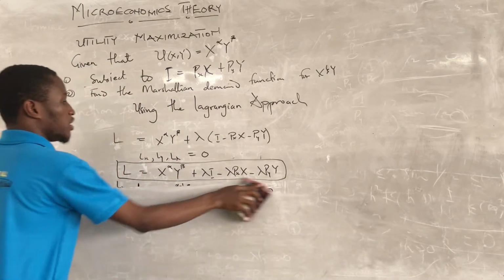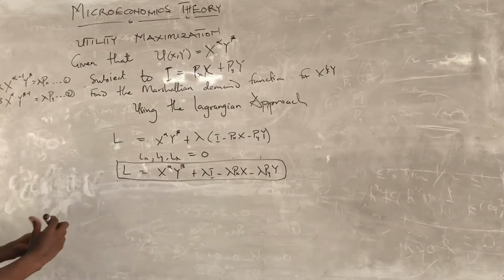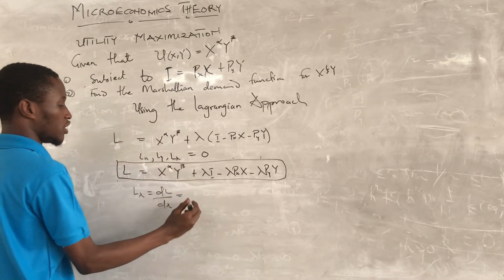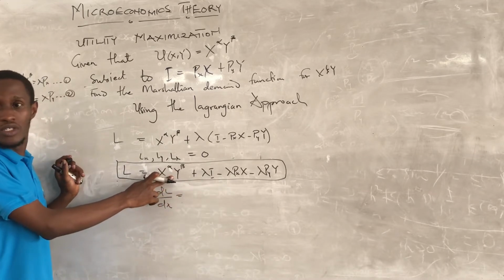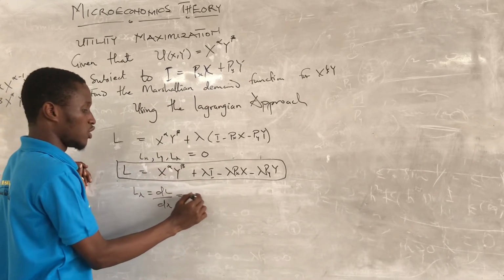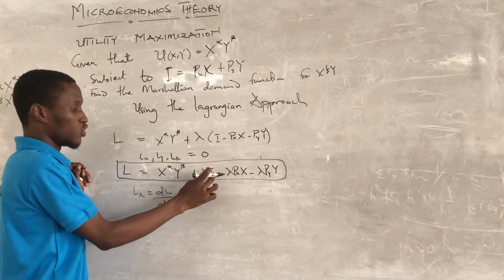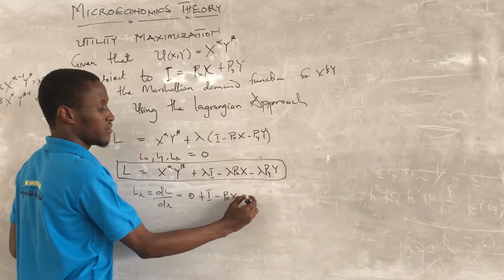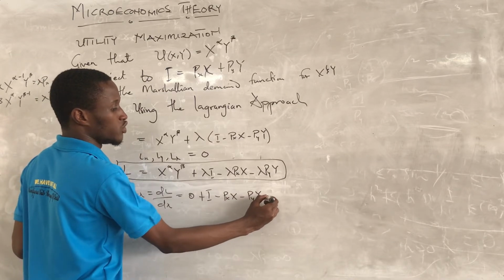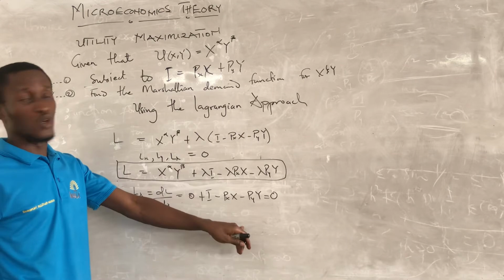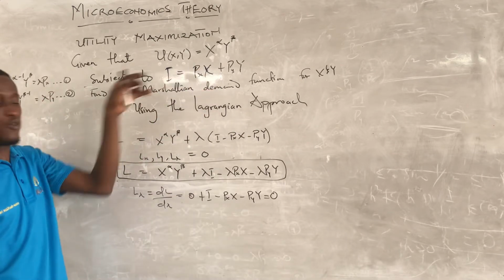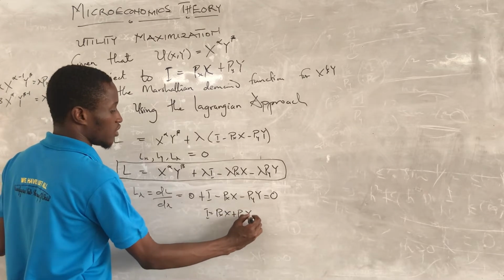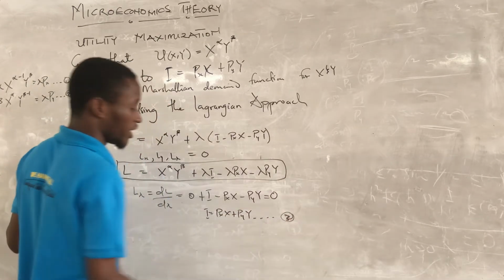So differentiating with respect to lambda and equating to 0. The derivative of L with respect to lambda equals 0 plus, this one goes to 0 because there is no lambda here, and there is lambda here. So plus I minus bxx minus byy should be equal to 0. When we equate it to 0, we get back the income function. So I have I equal to bxx plus byy. That should be my equation 3.